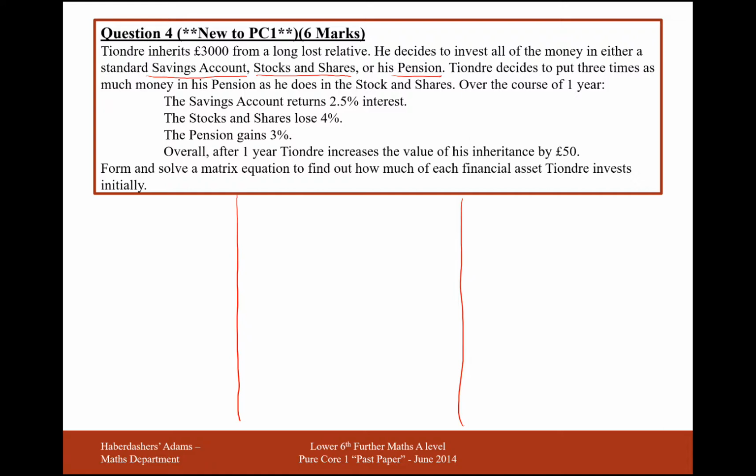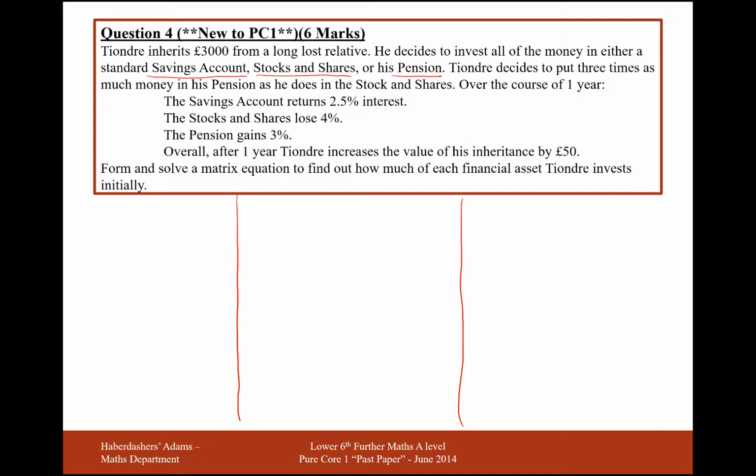Tiandre decides to put 3 times as much money in his pension as he does in stocks and shares. Over the course of 1 year, the savings account returns 2.5%, the stocks and shares lose 4%, the pension gains 3%. After 1 year, Tiandre increases his total inheritance by £50. Form and solve a matrix equation to find out how much of each financial asset Tiandre invests initially.